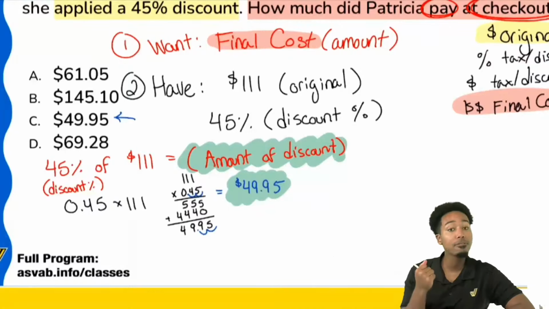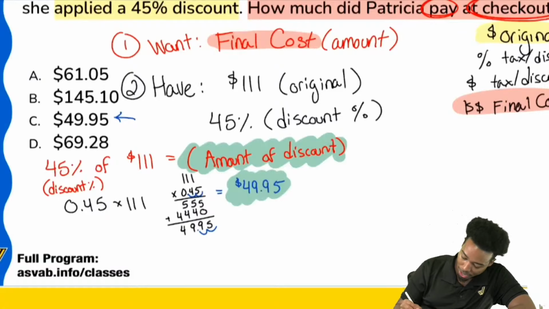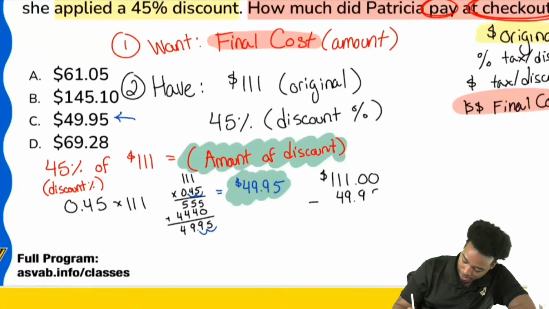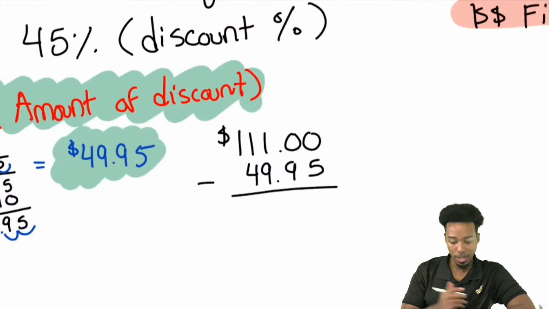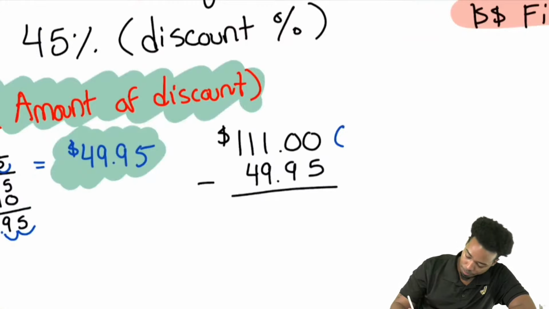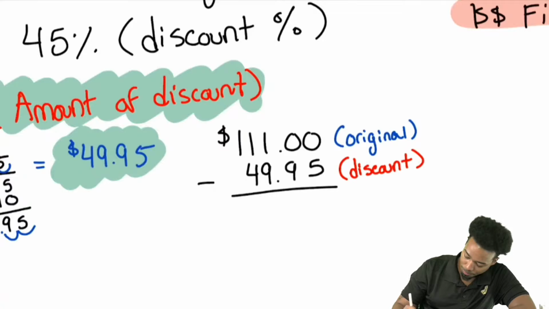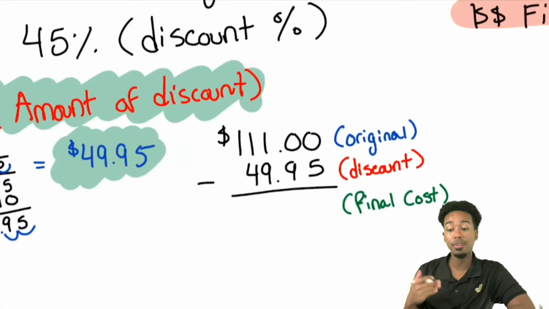So now to finish this off, we take the $111 and subtract $49.95 to get the final amount. Because again, I'm going to highlight this for us. Original amount. This is our tax, or excuse me, our discount. And once we apply that, that's going to give us the final cost.